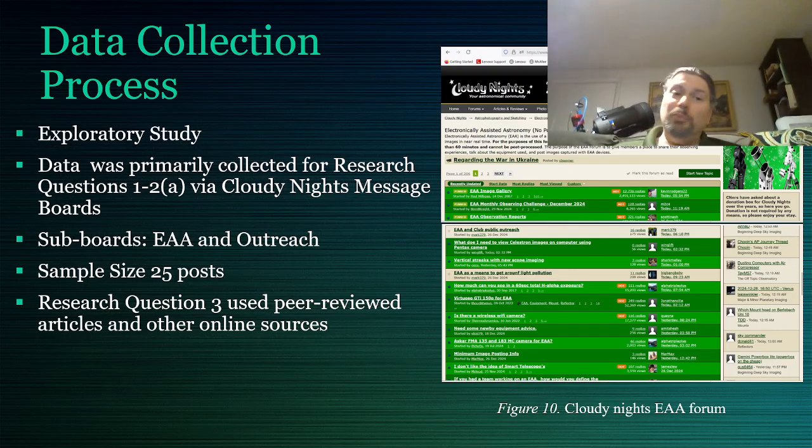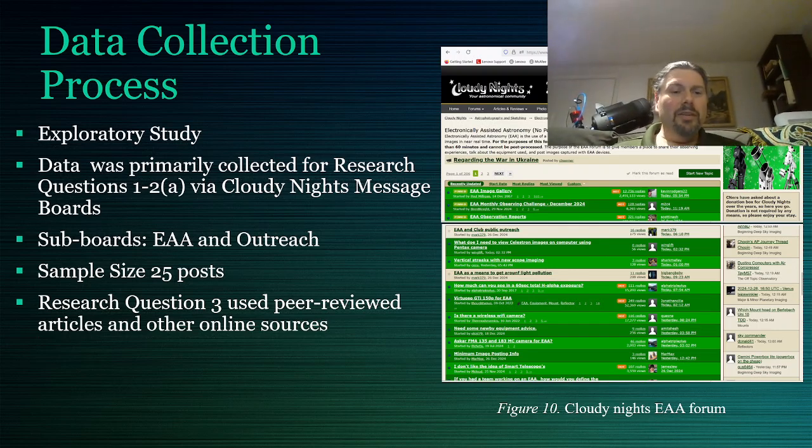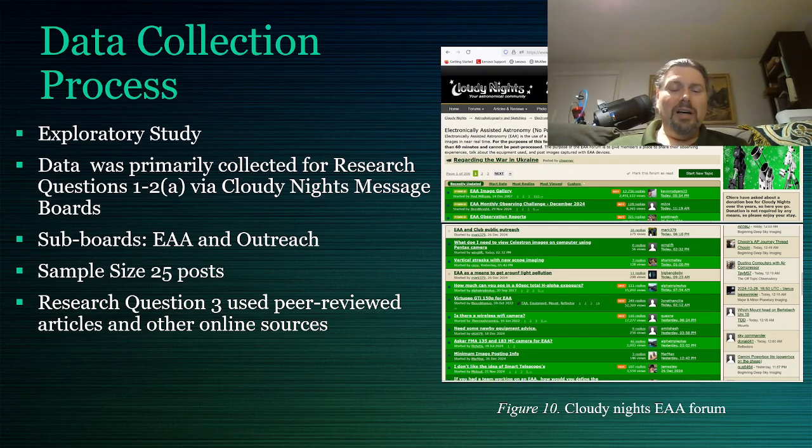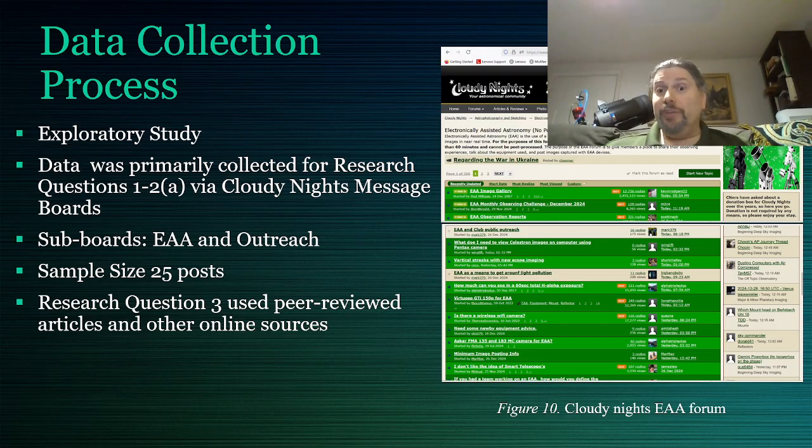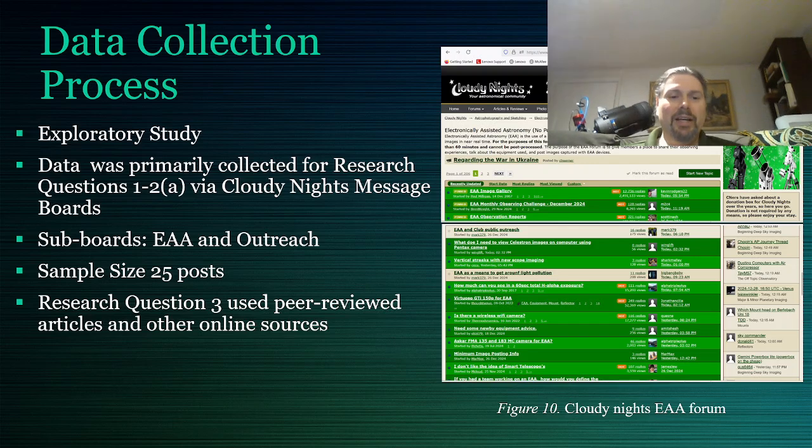Again, we're an exploratory study. The sub-boards that we're going to be using in this are the electronic assisted astronomy, EAA, and the outreach ones. So these are the two boards that are pertinent to the research questions that we're looking at.